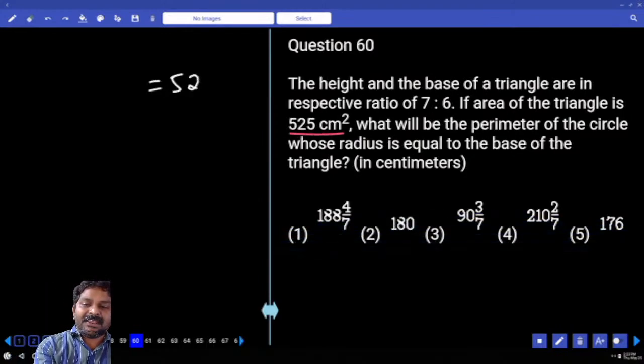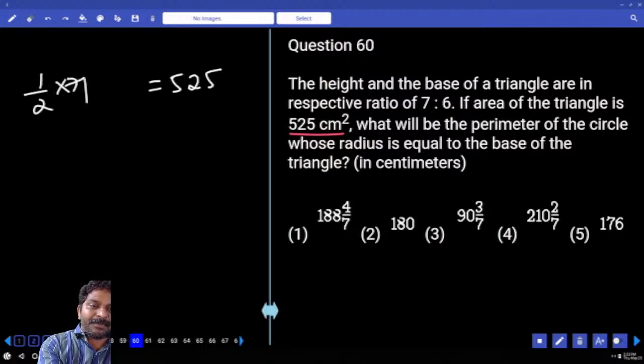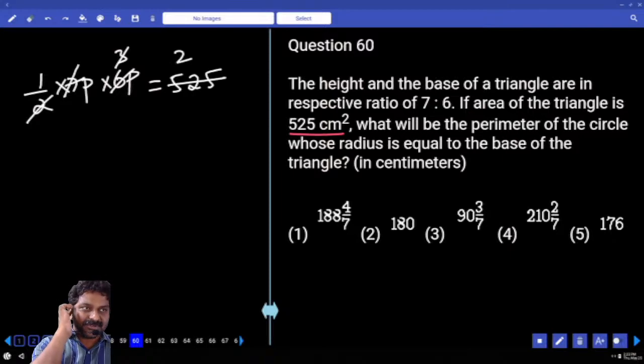525 is the area of the triangle, which is half base into height only. 7 parts into 6 parts. 2 threes, 7 threes are 21. 2 times 21 is 42, 10 and then 5. 21 times 5. P square is equal to 25. Then P is equal to 5 only.